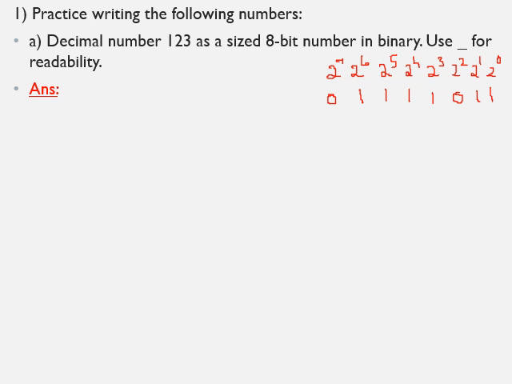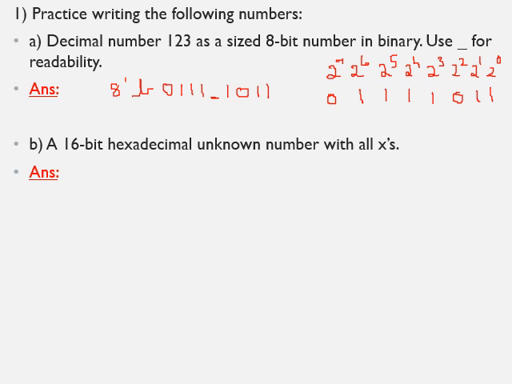So writing this in binary, 8 tick B 0 1 1 1 underscore 1 0 1 1. Note here we are using underscore just to improve readability. It's not going to add any meaning to it.